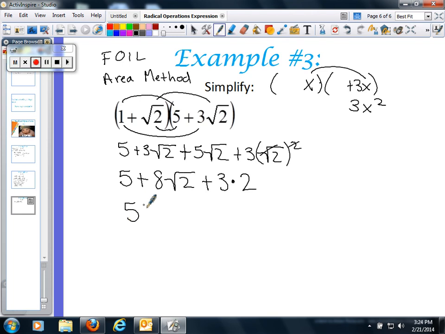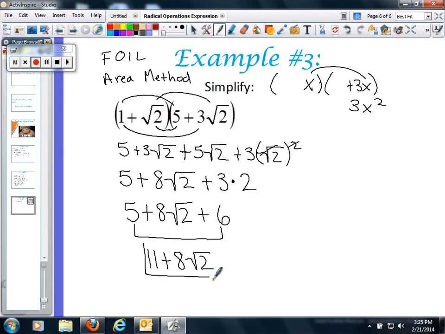Simplify again. 5 plus 8 radical 2 plus 3 times 2 is 6. Now I combine my like terms again, which would be the 5 and the 6, and that gives you 11 plus 8 square root of 2. And here's our answer. Okay?